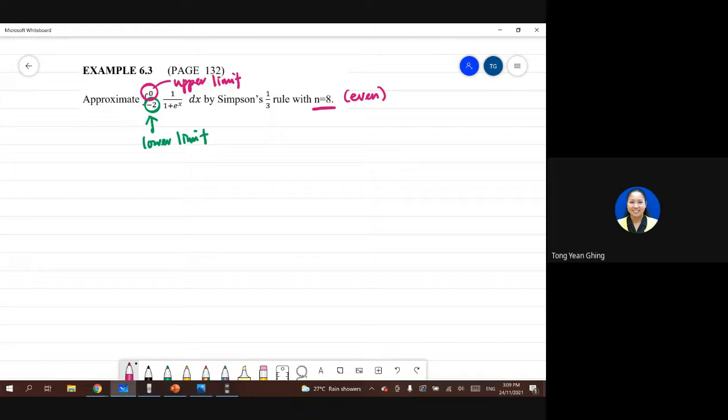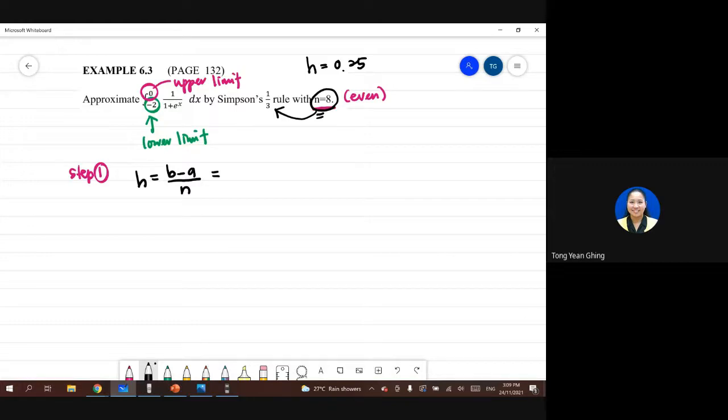Kalau tak boleh. Okay, so start with the first step. Step 1, we have to find h, the step size first, okay? So h is b minus a divided by n. Now n is given. If let's say they give you h, for example, 0.25, then you have to find n, okay? So make sure that the n is even number. You only can solve using Simpson one-third rule, okay? So now the n is given, so we have to find the h.